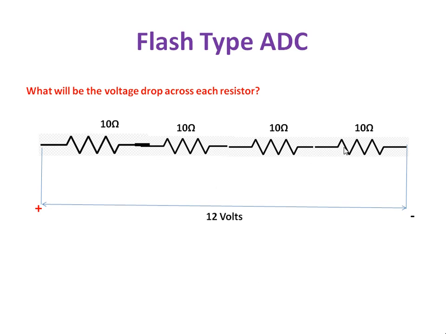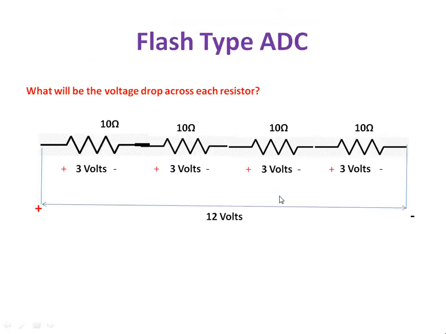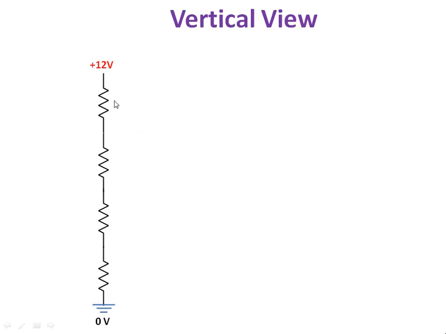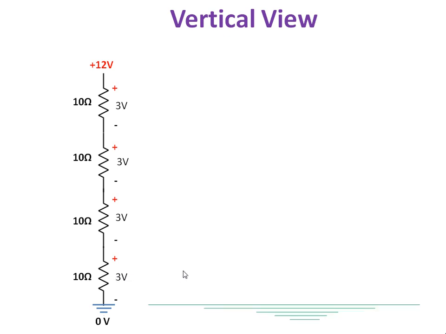Similarly, if I have 4 resistors, then the voltage drop will be 3, 3, 3, 3. If you add all of them, you get 12. 12 equals 12. Potential rise equals potential drop. That is KVL. Suppose I arrange all the resistors in a vertical view, all are 10 ohm resistors, and I am applying 12 volt. Then this 12 volt will be equally divided as 3 volt, 3 volt, 3 volt. So each resistor experiences a 3 volt drop.